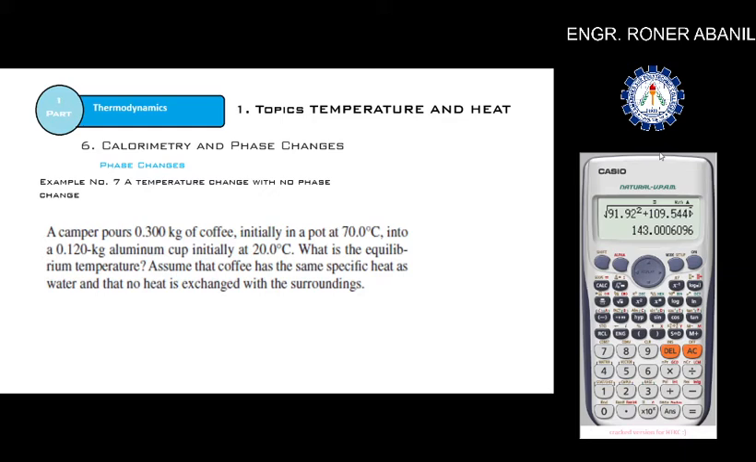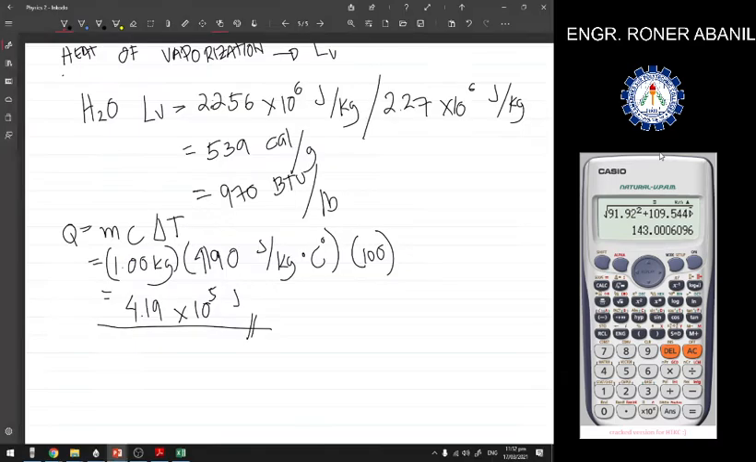A camper pours 0.3 kilogram of coffee, initially in a pot at 70 degrees Celsius, into a 0.120 kilogram aluminum cup at 20 degrees Celsius. What is the equilibrium temperature? Assume the coffee has the same specific heat as water and that no heat is exchanged with the surroundings. So, paano natin i-approach to?